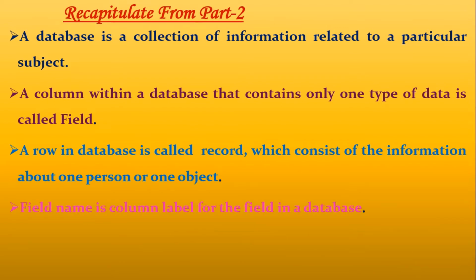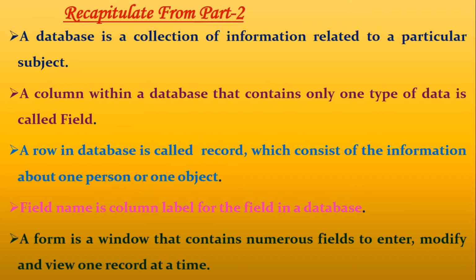Field name is column label for the field in a database. A form is a window that contains numerous fields to enter, modify and view one record at a time.